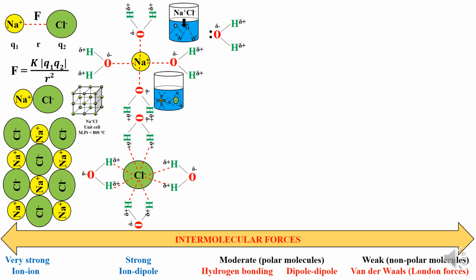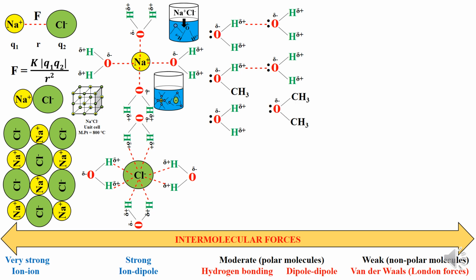Now moving on to hydrogen bonding. In the first example, the hydrogen atom is covalently bonded to an oxygen atom, which interacts with the electronegative oxygen atom of another water molecule. In the second example, the hydrogen atom covalently bonded to the oxygen atom of a methanol molecule interacts with the oxygen atom of another water molecule, which is electronegative in nature. In the third example, the hydrogen atom covalently bonded to the oxygen atom of a water molecule interacts with the electronegative oxygen atom of dimethyl ether.